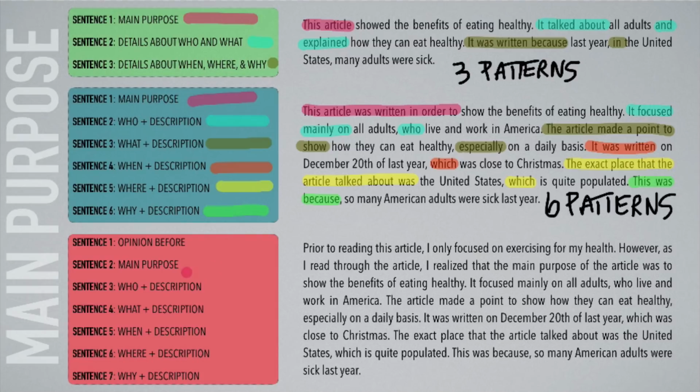The first sentence for the advanced level is your opinion before reading the article. So let's read the first sentence. "Prior to reading this article, I only focused on exercising for my health." So for the advanced level, you need to use the pattern "prior to reading this article." That's the pattern you need to use for the first sentence. Okay, so the second sentence deals with the main purpose.